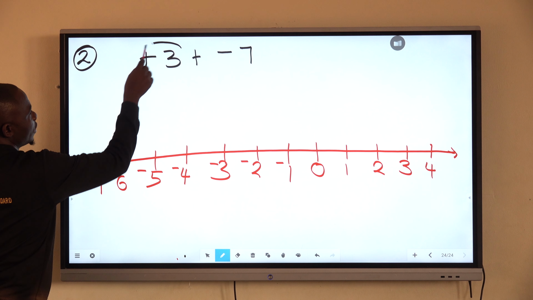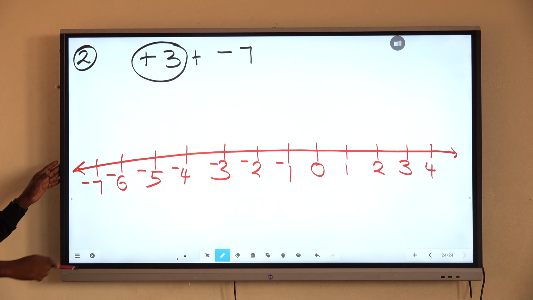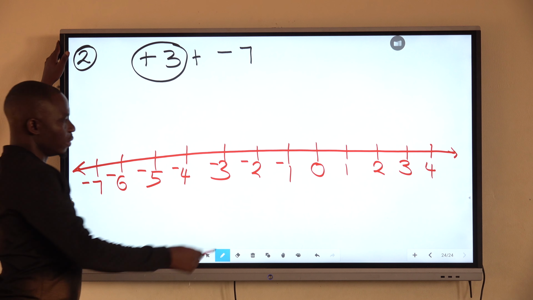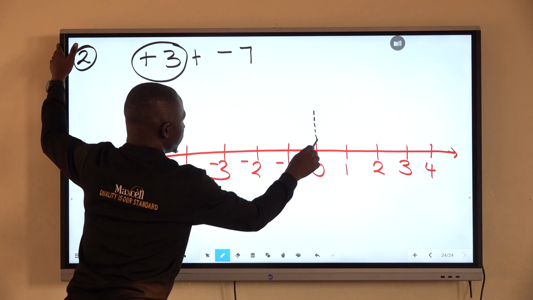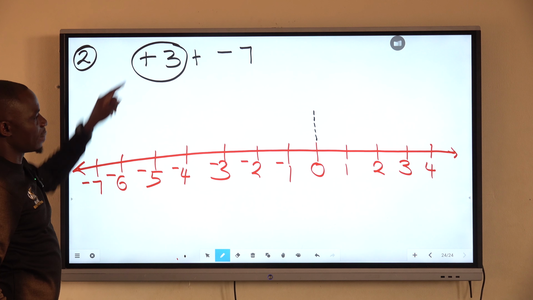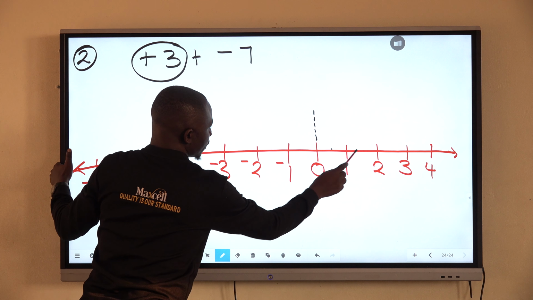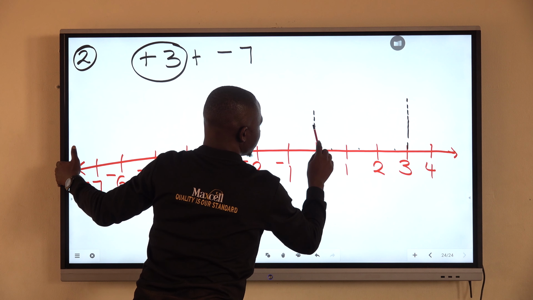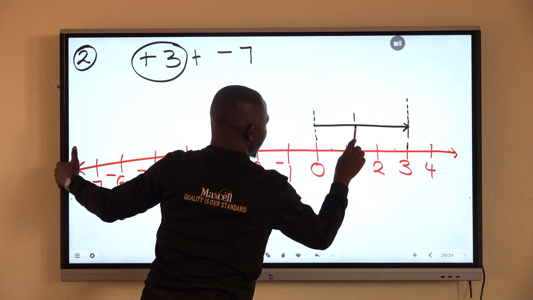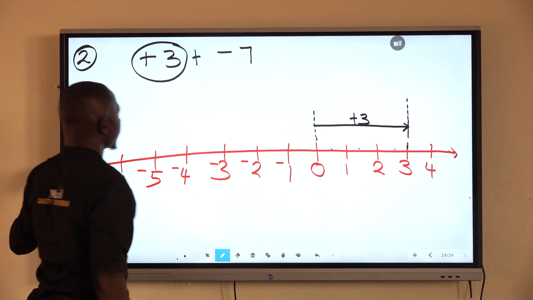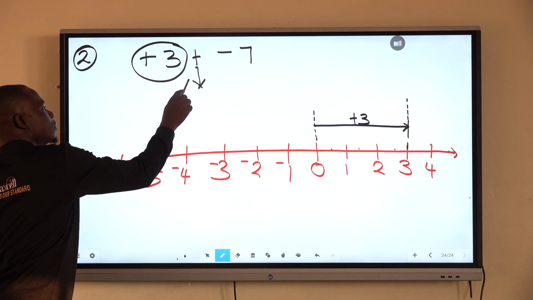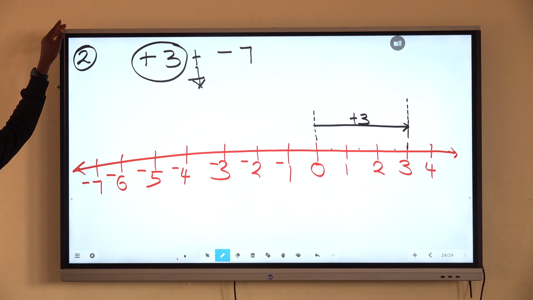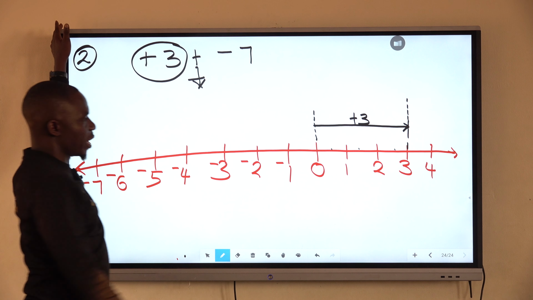In our question, the first number is positive 3. So we go to 0 and move 3 steps to the positive. So this is 1, 2, 3, which takes us to positive 3. Label it. The middle sign, the middle positive, tells us to continue from where we have stopped.